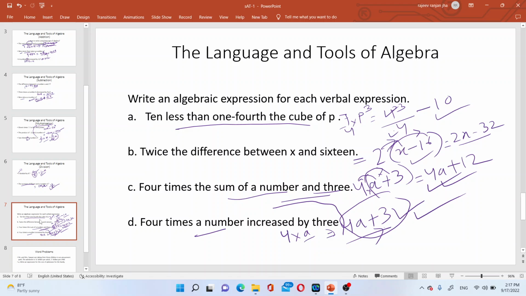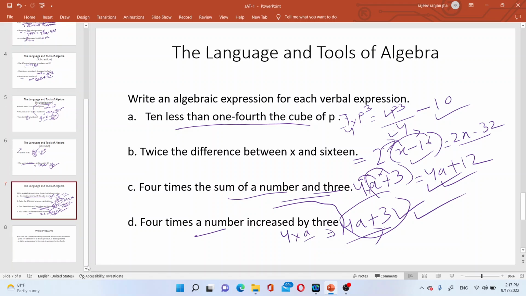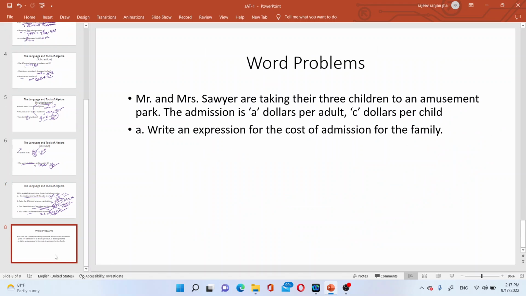Any doubt till here? Okay, now we just solve a question, the type of question which comes in SAT. So this is the type of questions you will be encountering, and even tougher. So these are the word problems. Now what is the word problem saying? Mr. and Mrs. Sayer are taking their 3 children to an amusement park. The admission is $A per adult and $C per child. Fine. Write an expression for the cost of admission of the family.